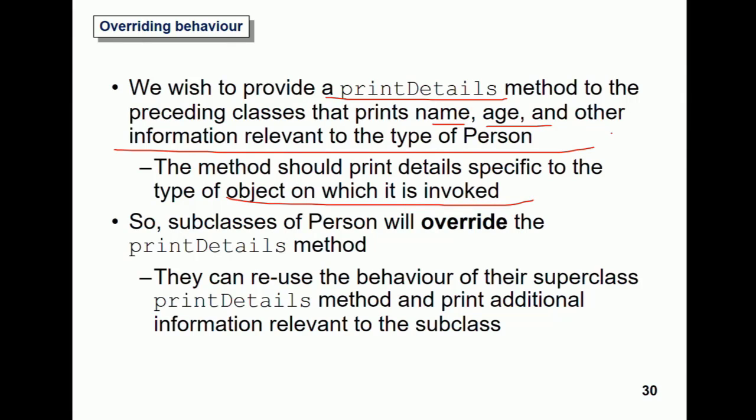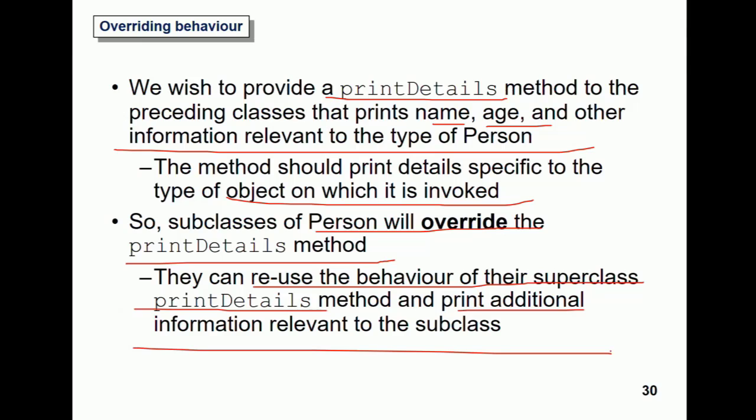So subclasses of person should override the print details method. They can reuse the behavior of the other superclass print details methods and print additional information relevant to the subclass.